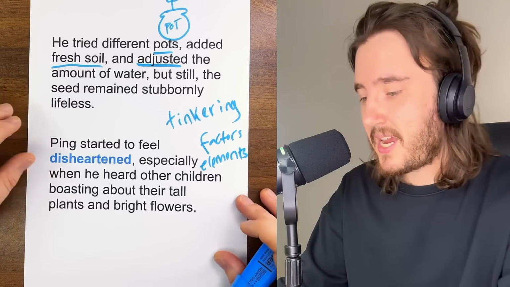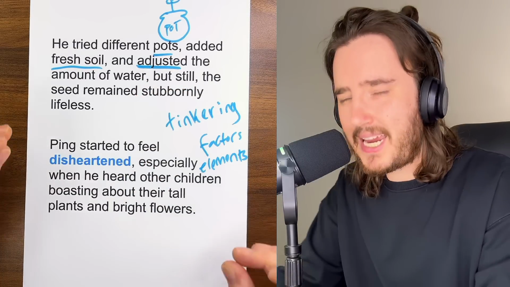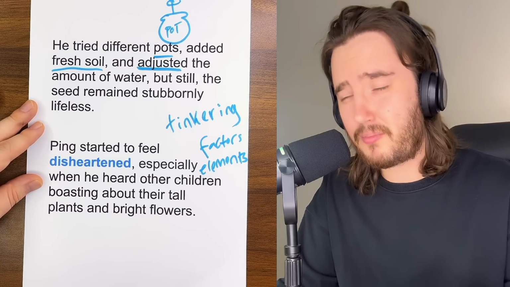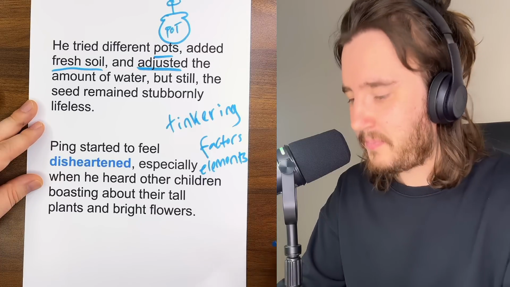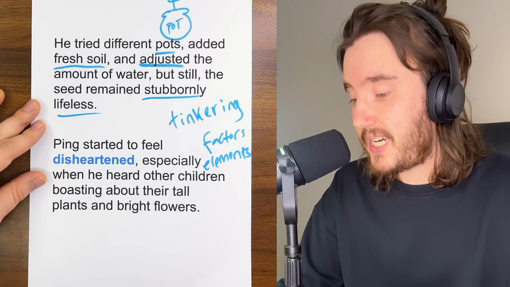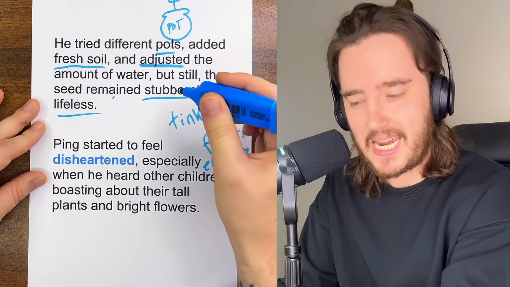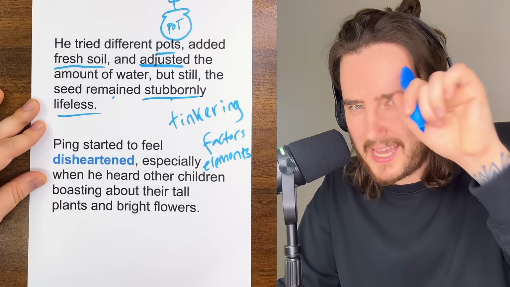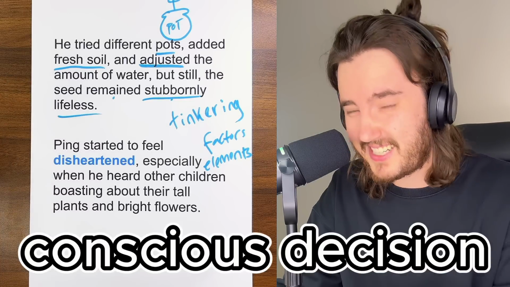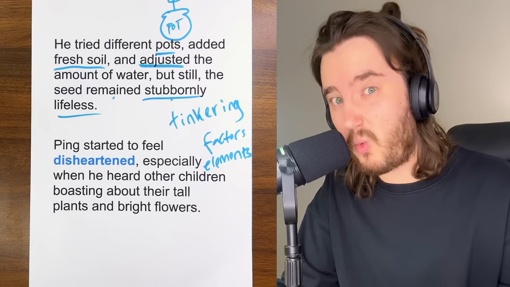He's adjusting this, he's adjusting that. He's tinkering with this, he's tinkering with that, making small changes, small adjustments, trying everything he can possibly think to try, but still, the seed remained stubbornly lifeless. I love this sentence. Yeah, the seed remained or stayed lifeless, and it feels like the seed is being stubborn, like it's being hard-headed, almost as if the seed is alive and it's making a conscious decision, a conscious effort to not sprout, to not give Ping what he wants.